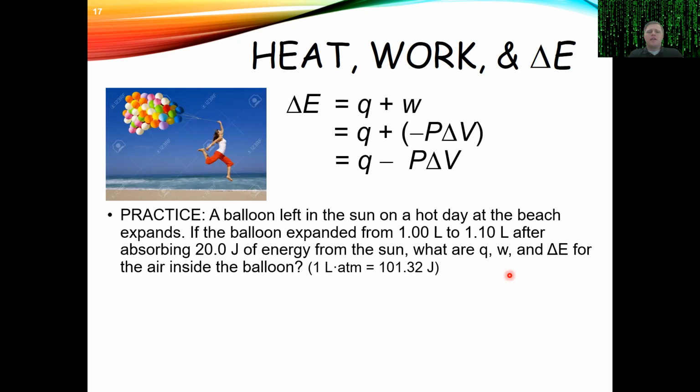Well, let's start with our heat. Our heat is just 20 joules here. That's the amount of energy we absorbed from the sun. Notice that it's plus 20 joules. That means we absorbed the energy instead of giving off the energy.